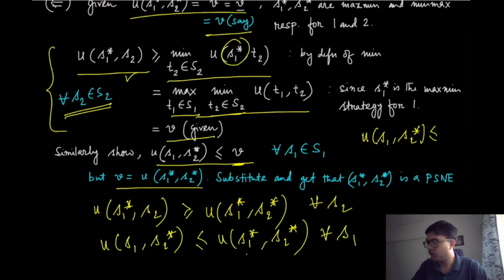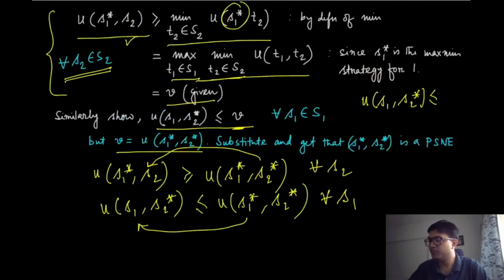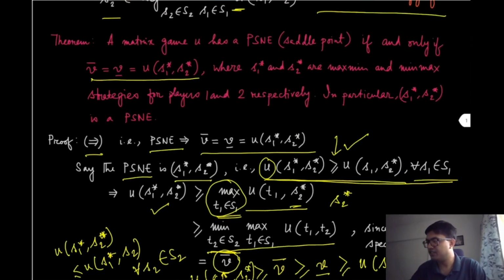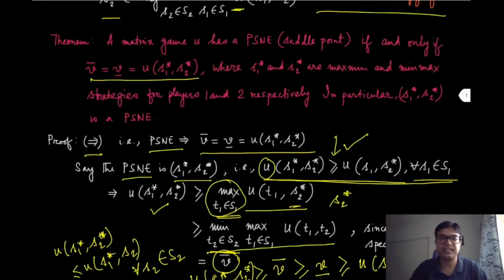So if player 1 is deviating from this strategy to any arbitrary S1, it is going to lose out, and if player 2 is deviating from S2 star to any S2, it is also going to lose out because its utility is just the negative of it. So that essentially proves the theorem that we started with, that if you have a PSNE, which is a saddle point, it is going to be a saddle point if and only if both this min-max and the max-min value become equal.